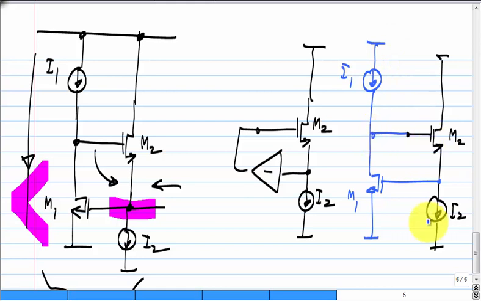The point is that M1 and M2 are in a single feedback loop. You can think of it as M1 helping to bias M2 or M2 helping to bias M1. And this happens in the op amp also, or any circuit with many transistors in feedback. You can look at each transistor, and it has to be in negative feedback.